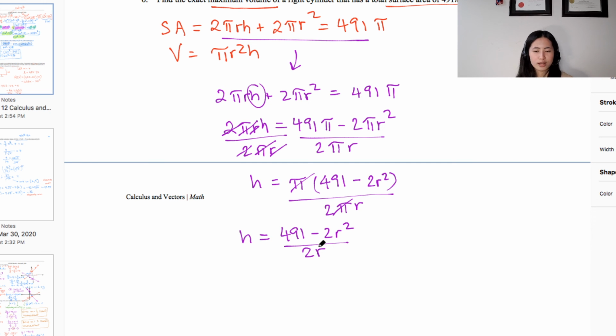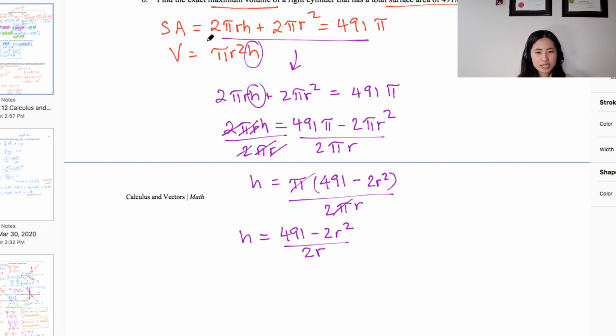Once I found h expressed in terms of r, I go back to my volume, and you know how there is an h here? I'm going to substitute this term in replacement of h. Does that make sense? Because I want to express everything in terms of r. Remember, this is optimization. You're supposed to express your variable as a single variable. You can't have multiple variables. There's no way you can solve h and r simultaneously.